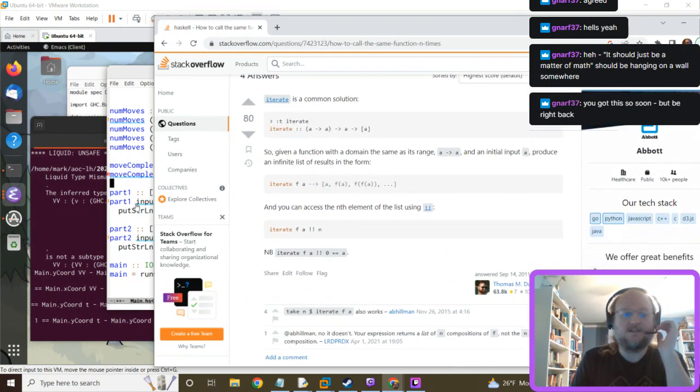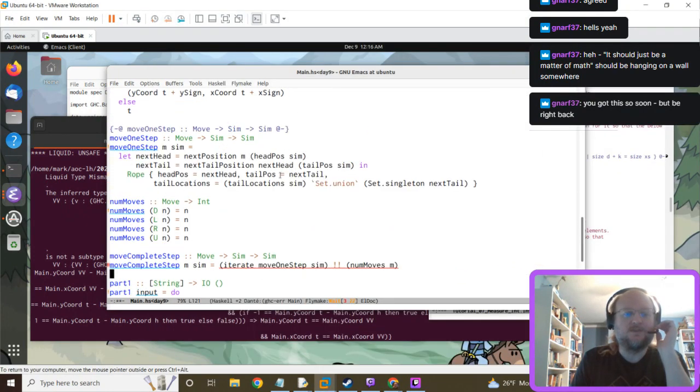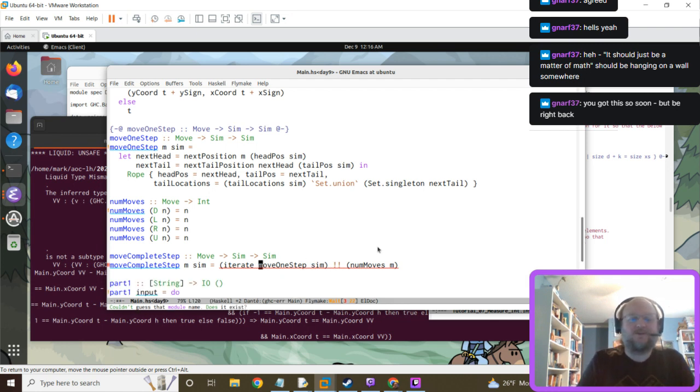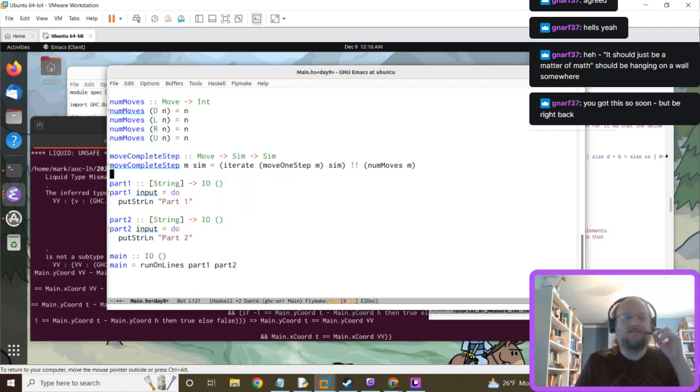Function a, yeah, move. Oh, it's backwards. Okay, it's got to be move one step of m. So that's a function from sim to sim, and there we go. All right. Great.